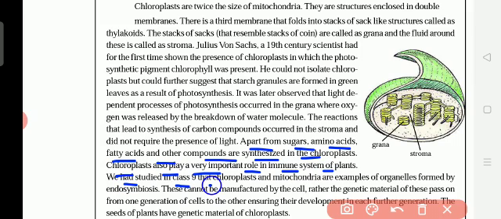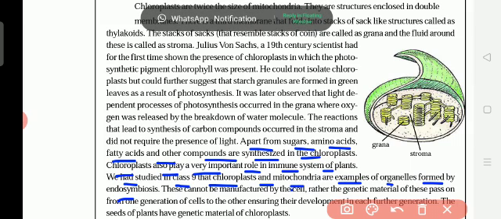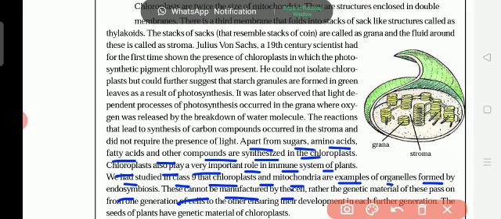We had studied in class 9 that the chloroplast and mitochondria are examples of organelles found by endosymbiosis. So chloroplast is formed by the endosymbiosis. Endo means inside. Symbiosis means depending on each other for the food. So that time the chloroplast is formed in the plants. This cannot be manufactured by the cell.